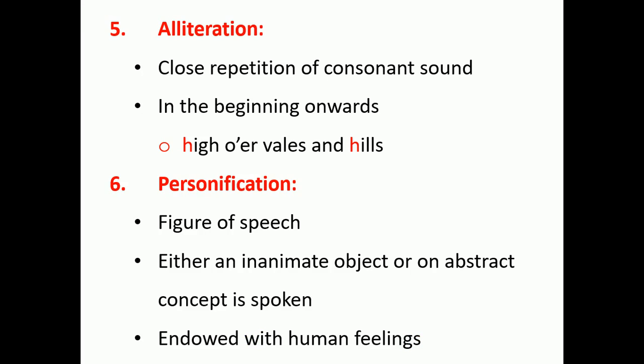What is meant by endowed? Endowed means it is furnished with. Okay, endowed means furnished. Something furnished with the human feelings. What is that something? This abstract concept or inanimate object is furnished with the human feeling. Okay, that's the particular technique he has used, personification. This way he has used this technique to beautify the poem.